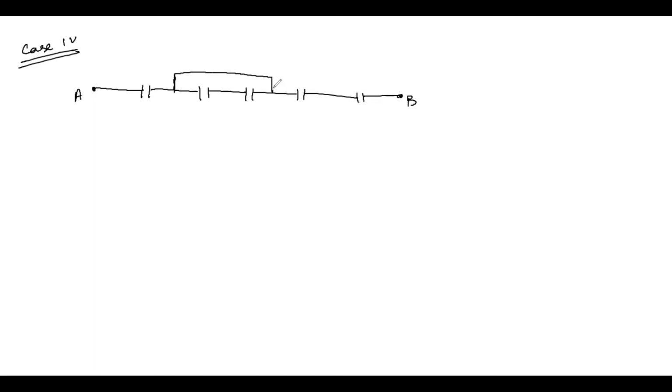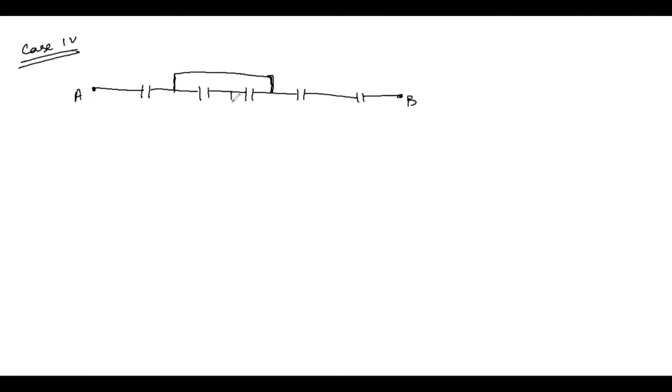Now, in the fourth case, here what we will do, we will consider 4 capacitors. Let's say this is capacitor 1, second capacitor, third capacitor, fourth capacitor. Okay, let's say that we consider another fifth capacitor. So it seems that these 5 capacitors are connected in series. Now what I will do here, I will connect a wire from this point to this point.